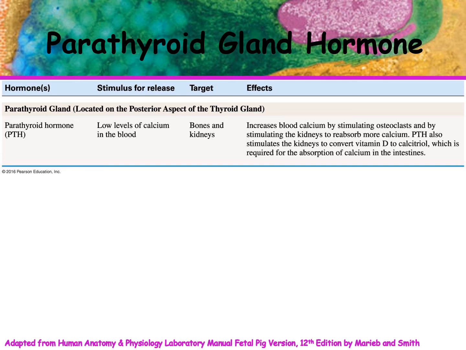In the kidney, it works to help us resorb calcium and also helps us to convert vitamin D to its active form. When vitamin D is present in its active form, that in turn can help us to absorb more calcium from our intestines. So parathyroid hormone functions to increase blood calcium levels.